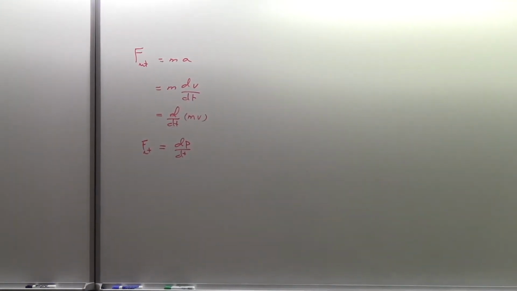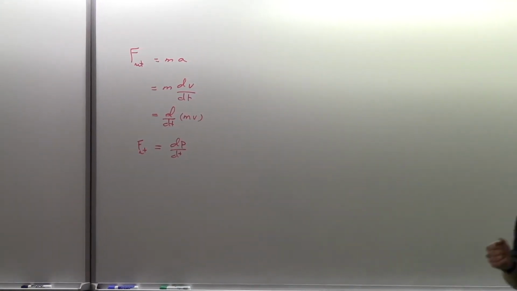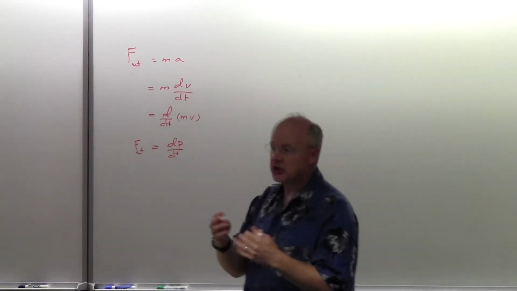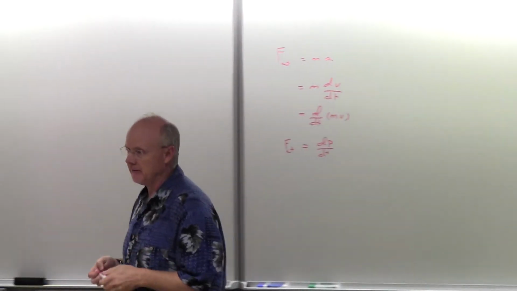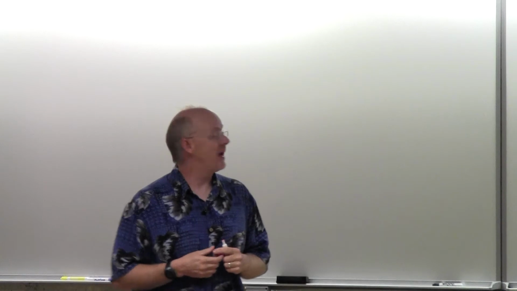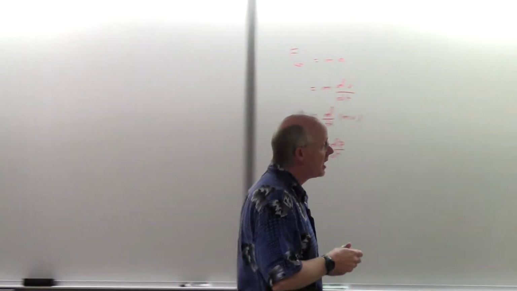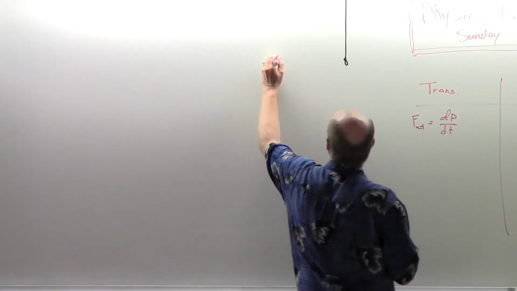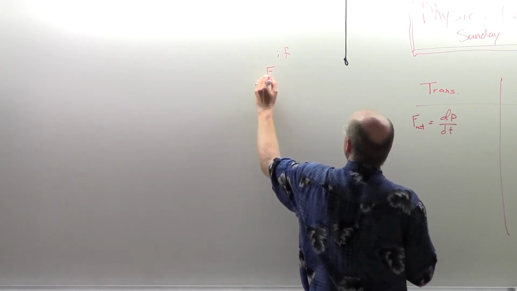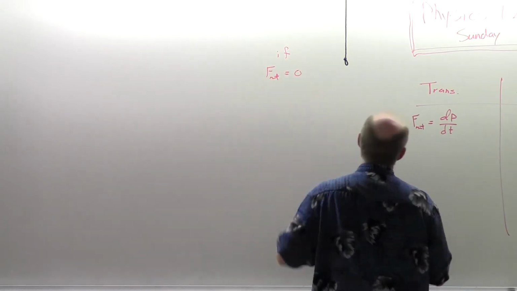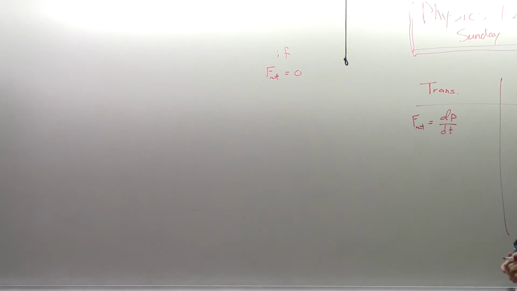So we started Chapter 9 with what we called an alternative look at Newton's second law, and said the net force changes the momentum. But what was important about that statement here is, what if the net force is equal to 0? What does this statement say?